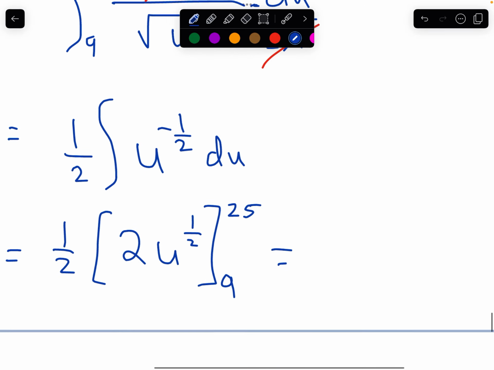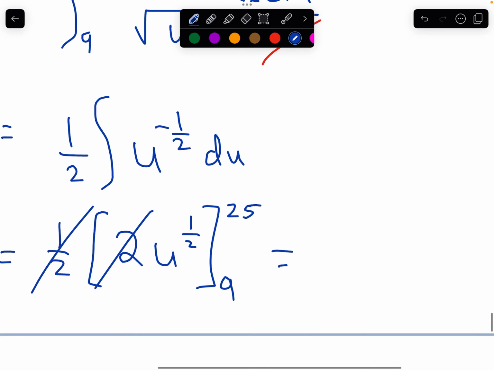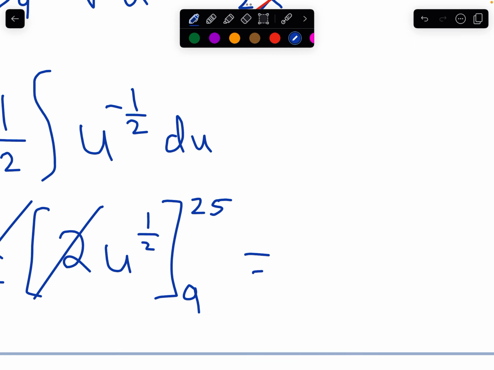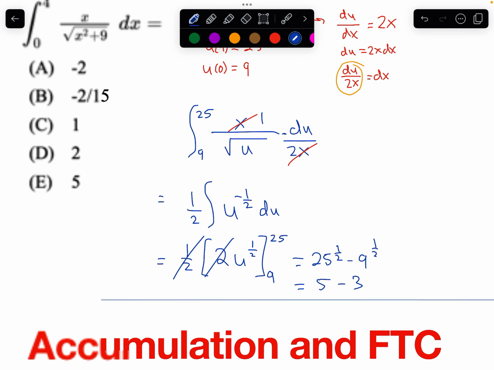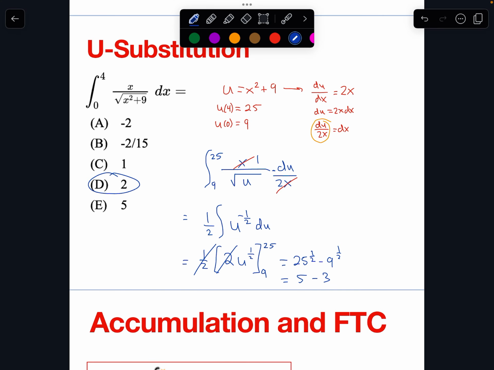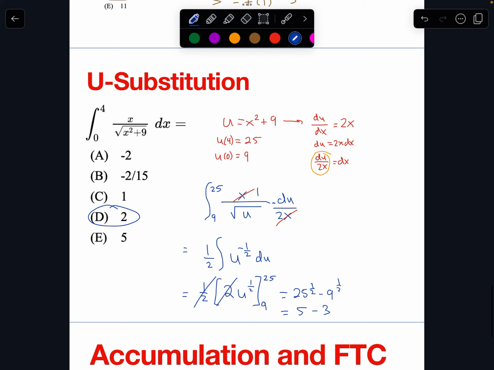Sorry, my work's all over the place here. Now this 2 will cancel with this 1/2. That's just fine. Now we plug in 25. We've got 25 to the power of 1/2 minus 9 to the power of 1/2. That's our capital F of B minus capital F of A, part of the fundamental theorem of calculus. The square root of 25 is 5. The square root of 9 is 3. We have 5 minus 3 here, which is equal to 2. So there is a U-substitution applied to a definite integral. We can also apply it to indefinite integrals where this step is not necessary because we don't have any bounds to work with.